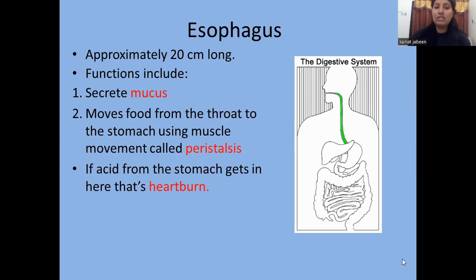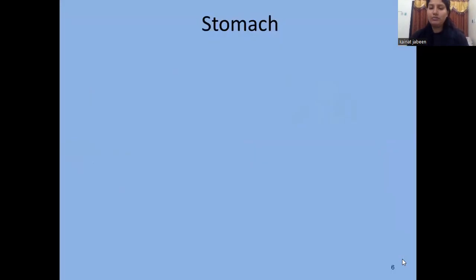If the acid from the stomach gets in here, heartburn will start. Due to some issues, when your stomach is full of acid or excretes more acid, it will move back to your esophagus. And that condition is known as heartburn.